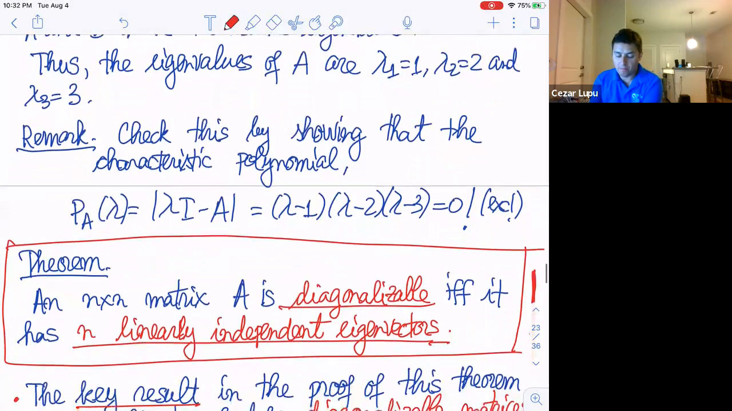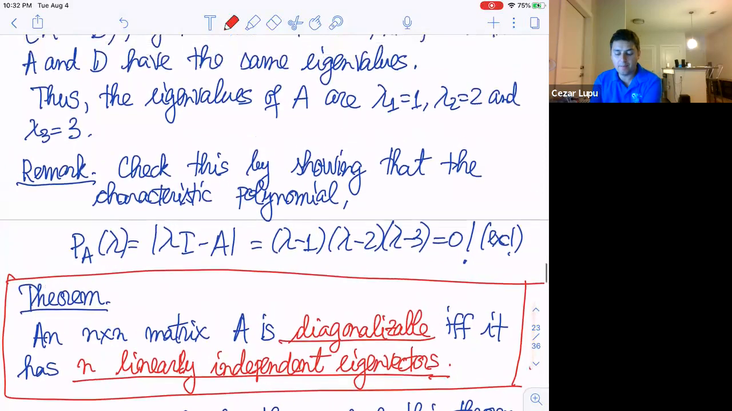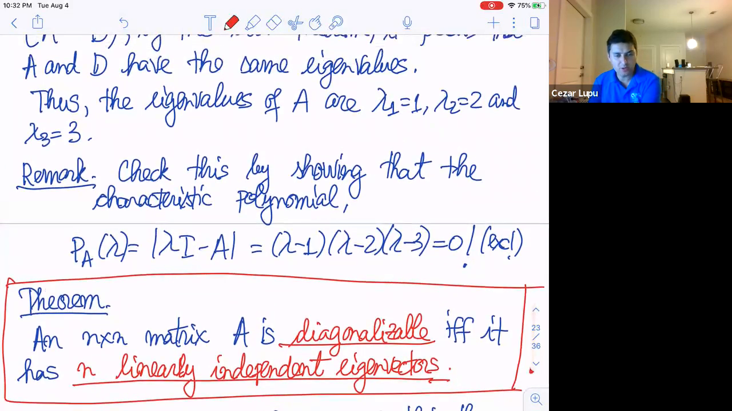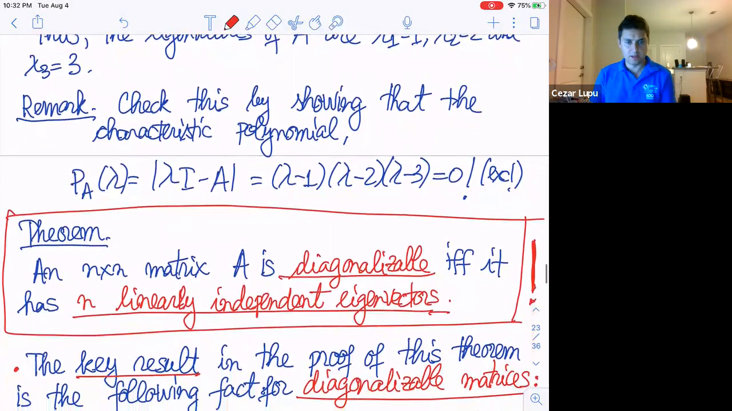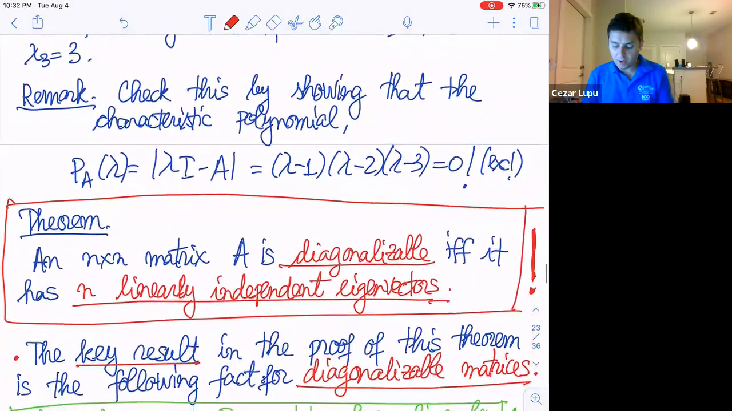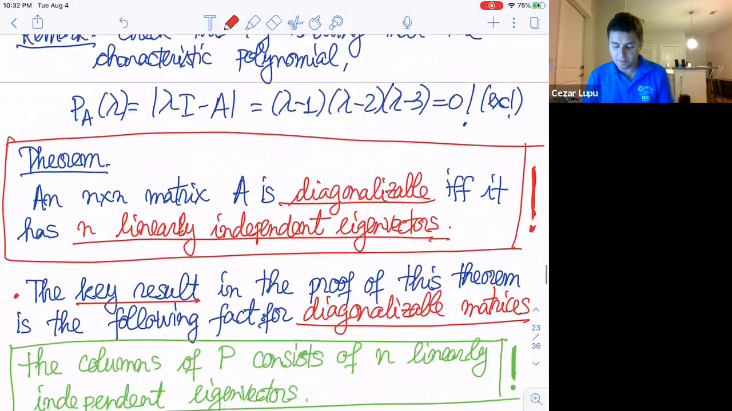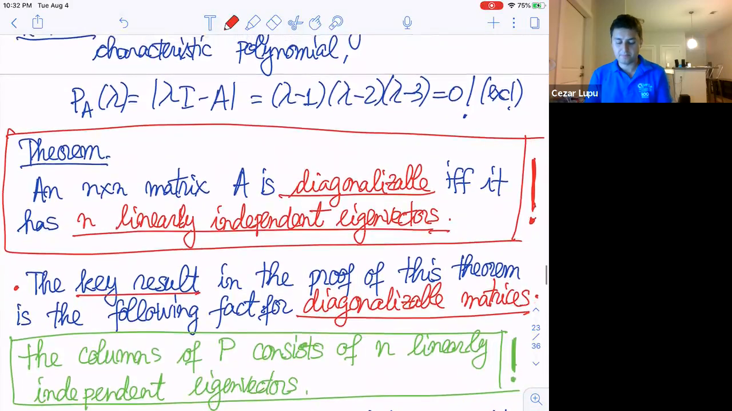Very important theorem. I'm not going to dwell too much on the proof, but we have to look for the key point in the proof of this theorem. The key result in the proof is the following fact for diagonalizable matrices. And this is important.